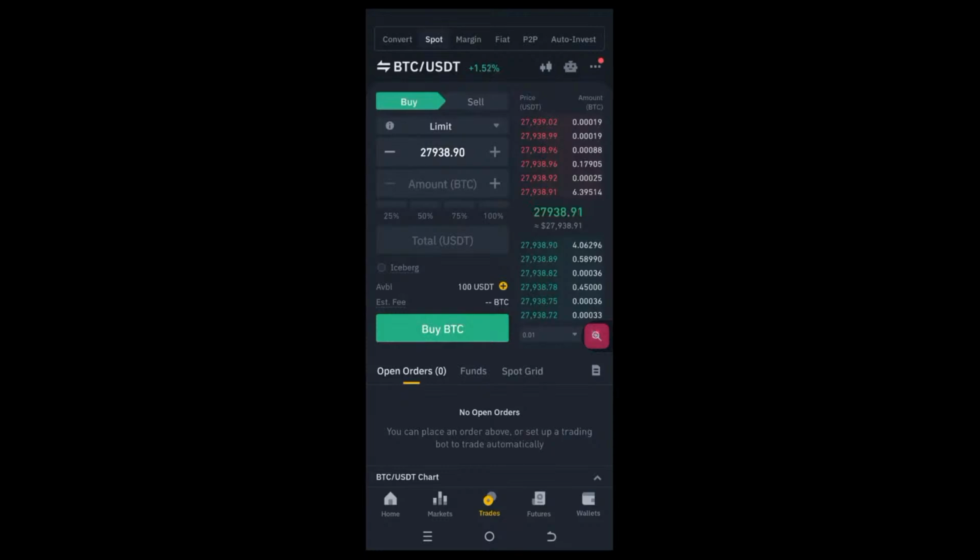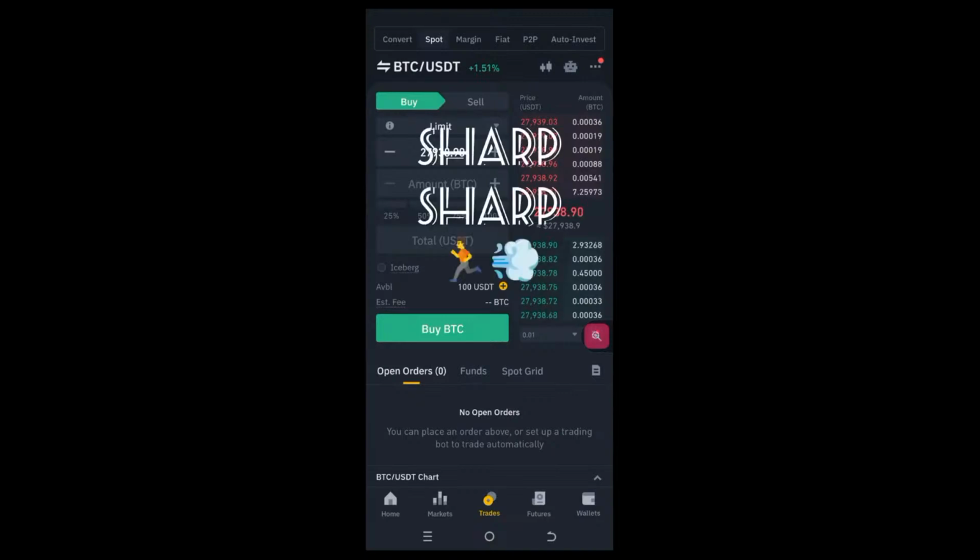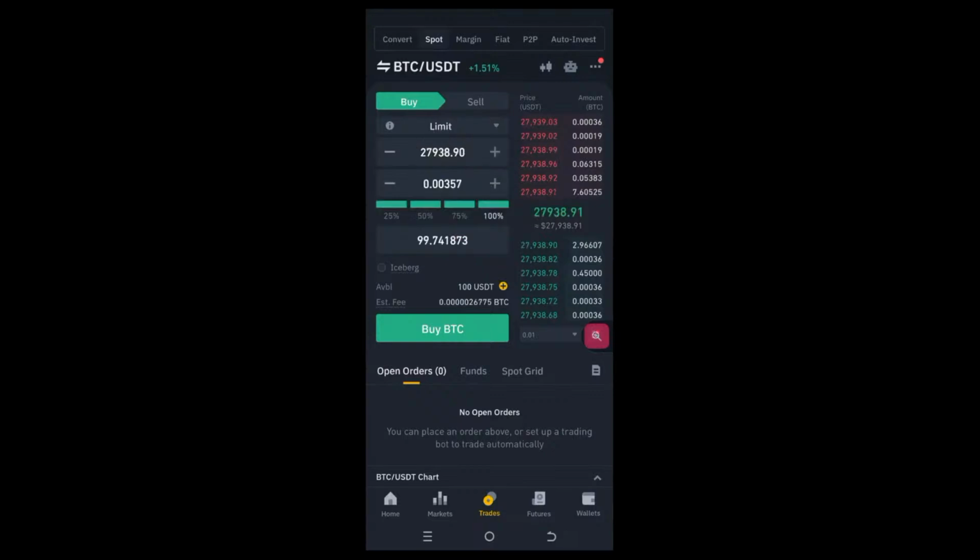Someone told me that I should be giving him signals. I said, no, it doesn't work that way. When you get a signal, you execute it quickly, right? Sharp, sharp. You don't have to wait, because if you do, you're going to be on the long thing.